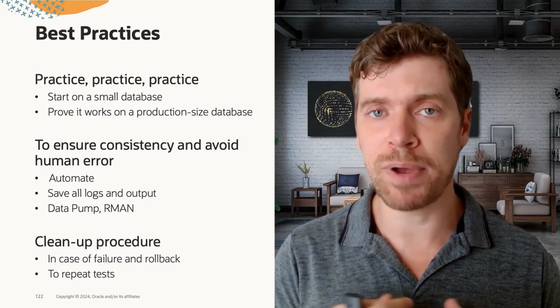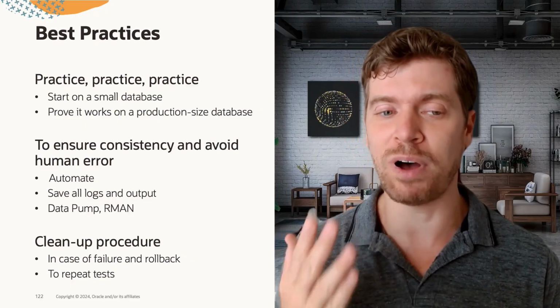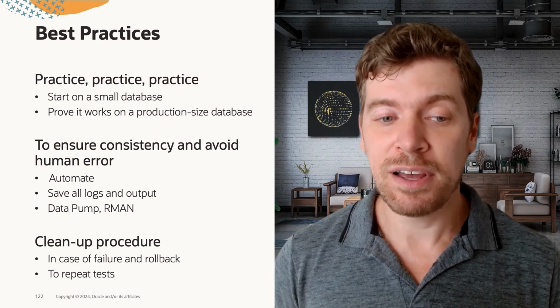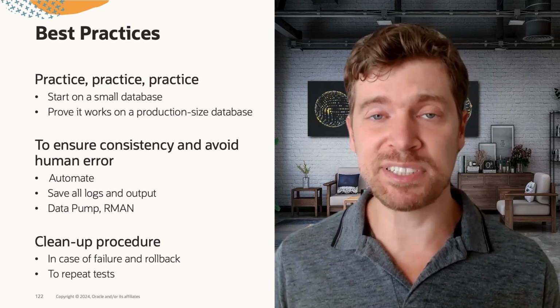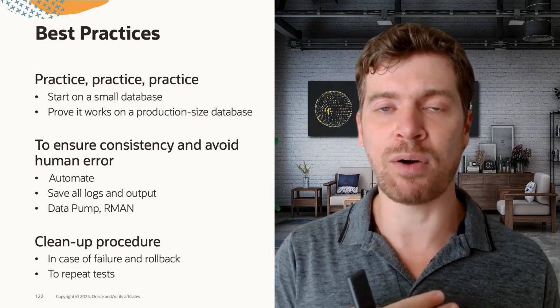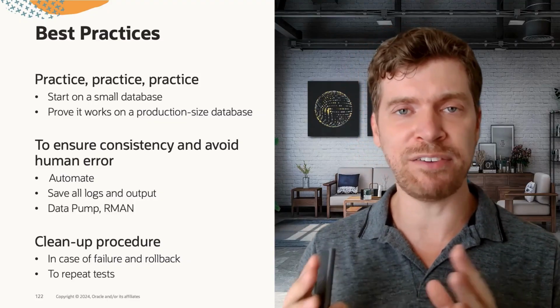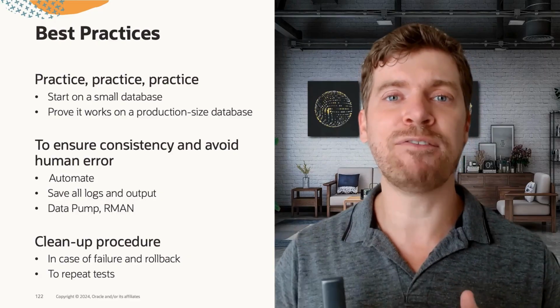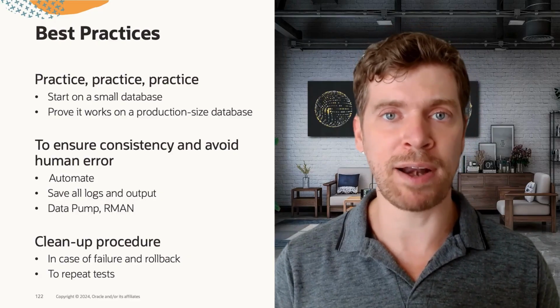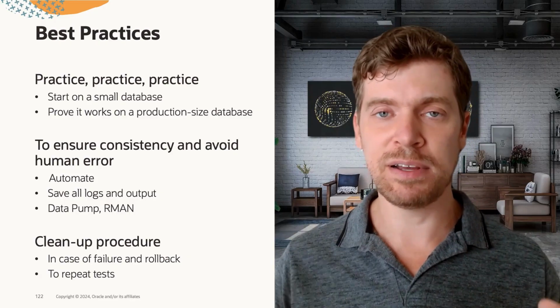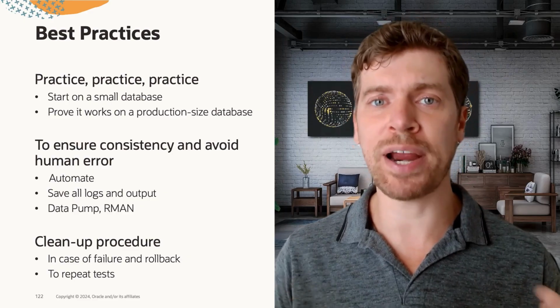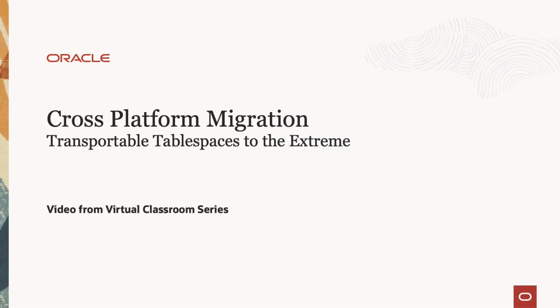Always try to automate whenever possible to avoid human errors, and create cleanup procedures to fall back and roll back, and also to retry your process. So you don't want, if a problem occurs, to have to build your fallback or rollback plan. So create those processes, make them ready, and also try them multiple times during your test window.